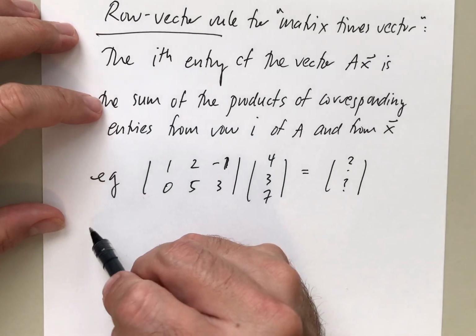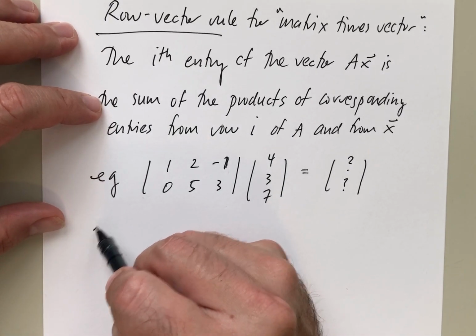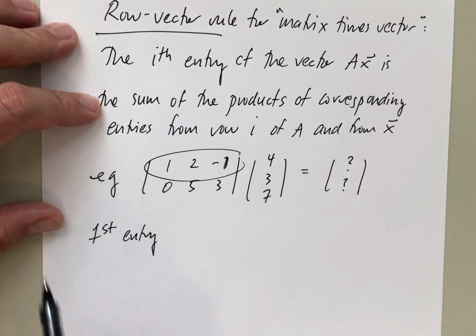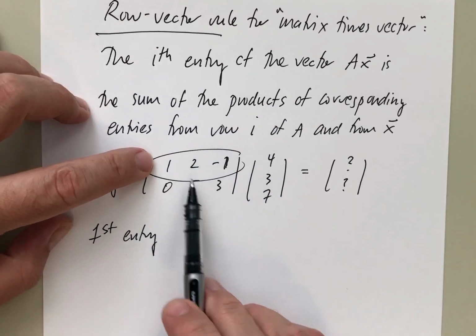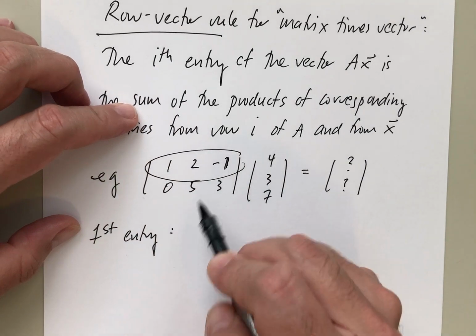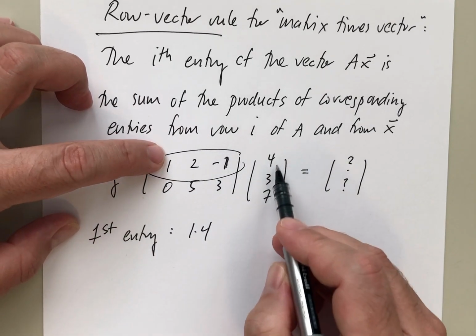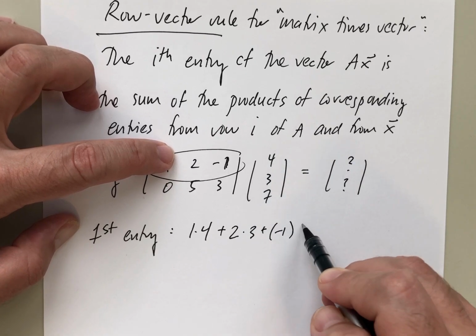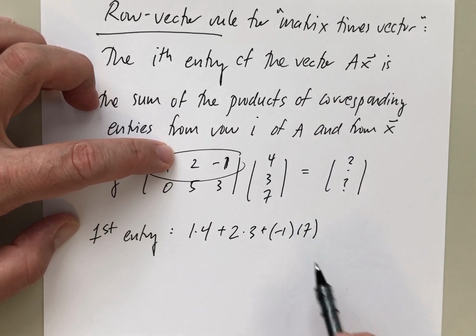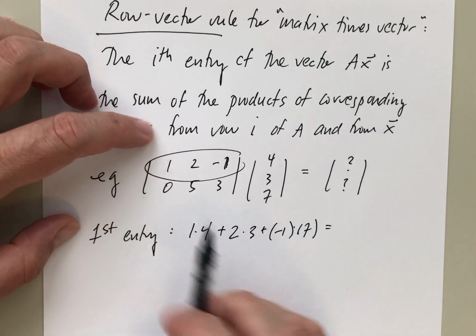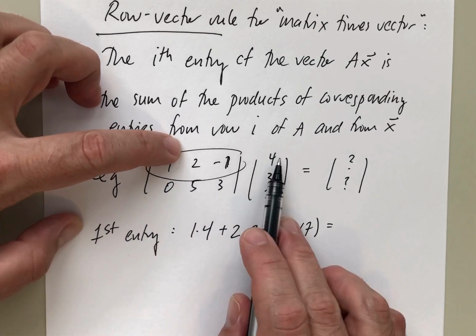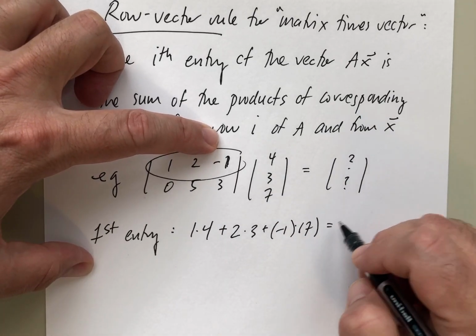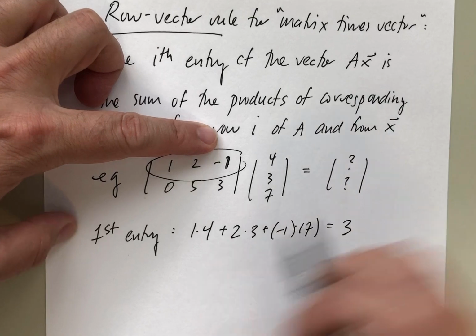Okay? So for the first entry, I take that first row and take the corresponding products and add everything together. So this will be 1 times 4, plus 2 times 3, plus minus 1 times 7. Again, I'm taking the first entry times the first, second entry times the second, third entry times the third. What is this? 4 plus 6 minus 7, so that's 3.